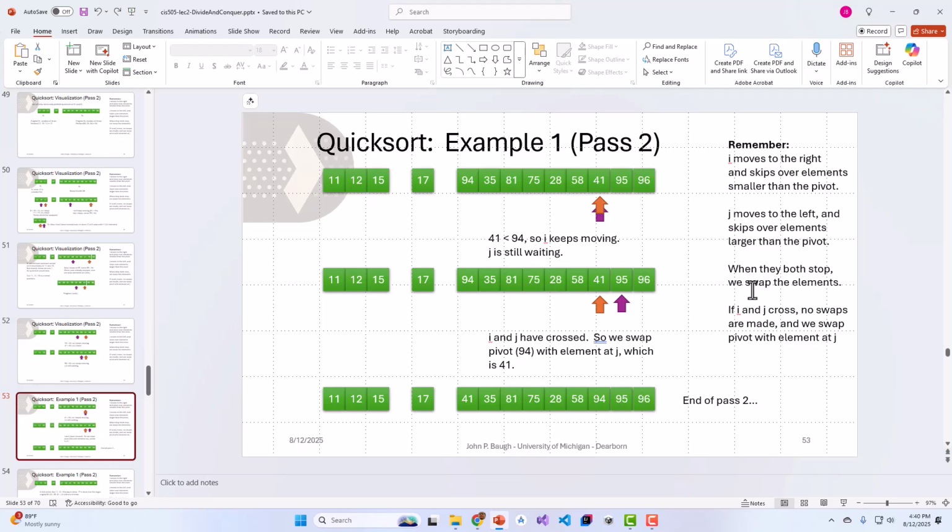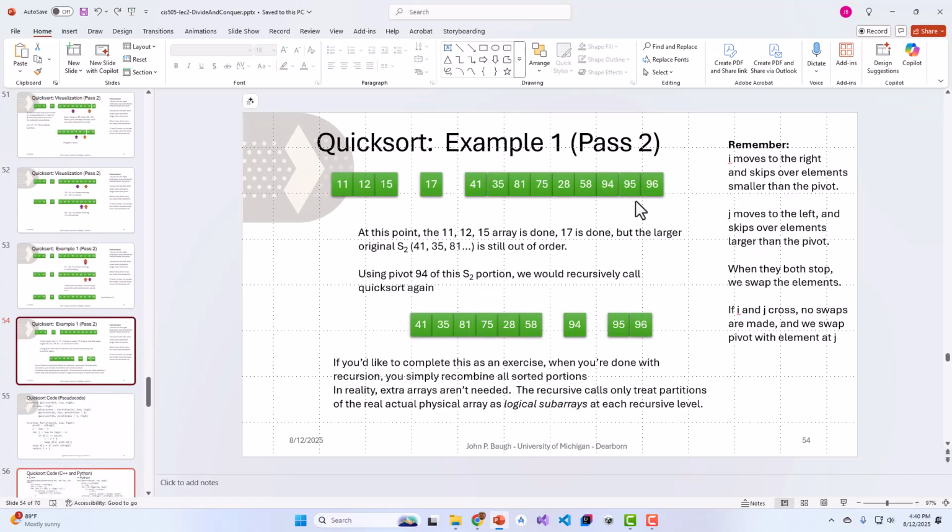All right, so we swap the pivot with it, sorry. We swap the pivot with the thing that the orange arrow, or the J, is pointing to. So the 94, which was the pivot, ends up going there, and whatever was there ends up going at the front. So you can see the stuff to its right is greater than it, stuff to its left is smaller than it, and we just keep going.